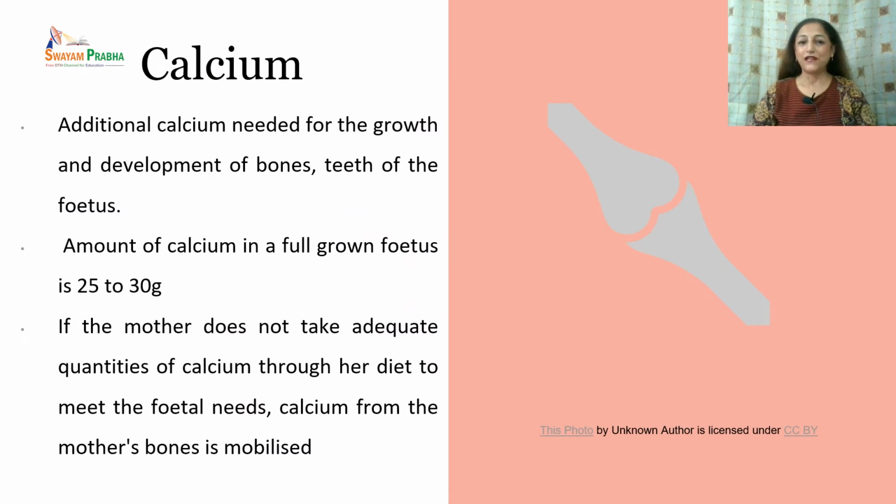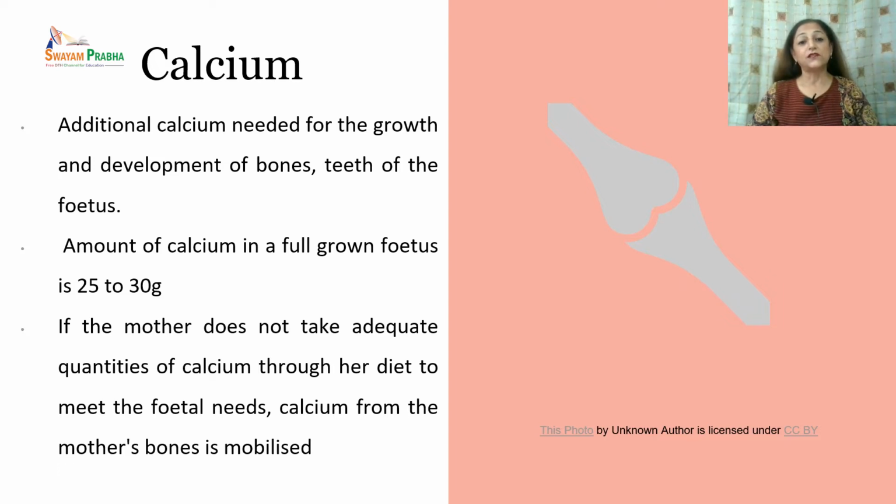So first of all, let's talk about calcium. Additional calcium is needed for the growth and development of the bones as well as the teeth of the fetus. The amount of calcium in a full grown fetus is around 25 to 30 grams, and most of it is deposited in the third trimester of the pregnancy.